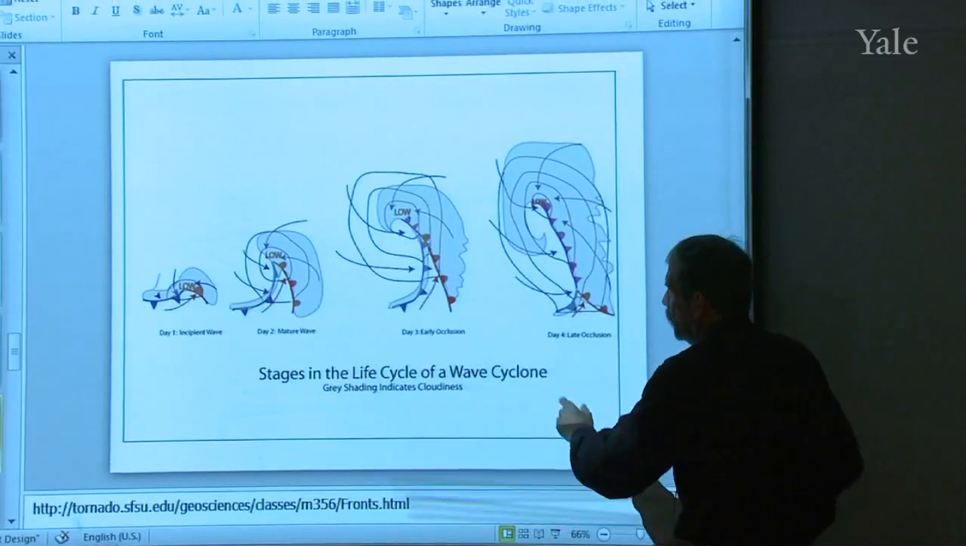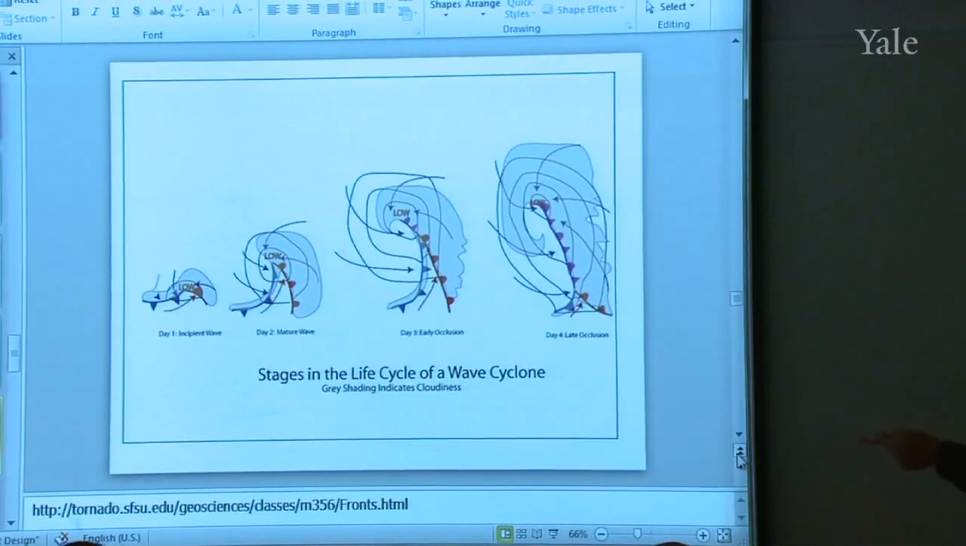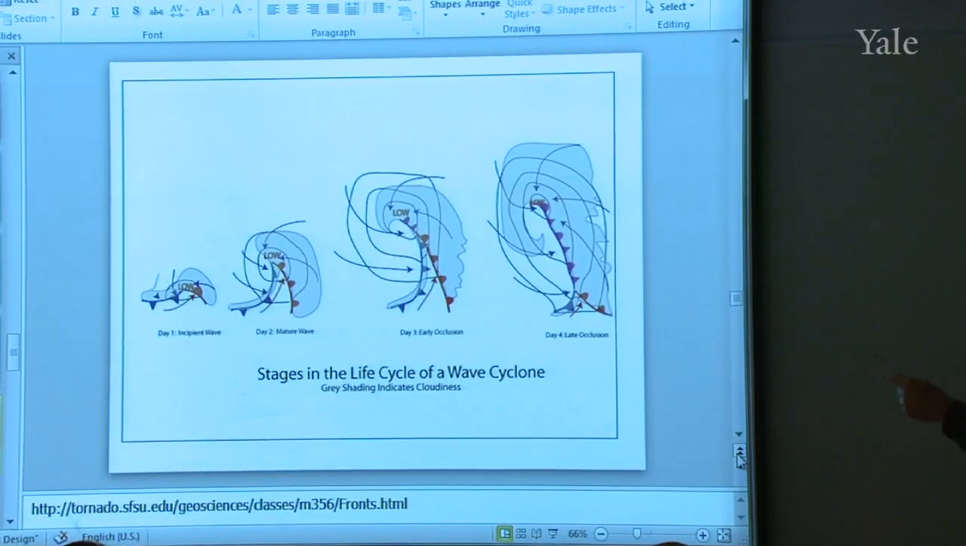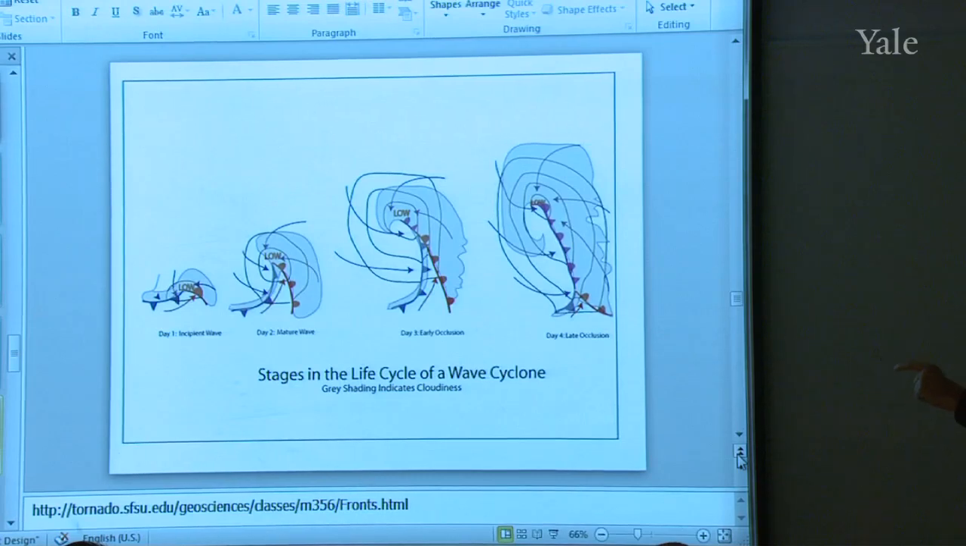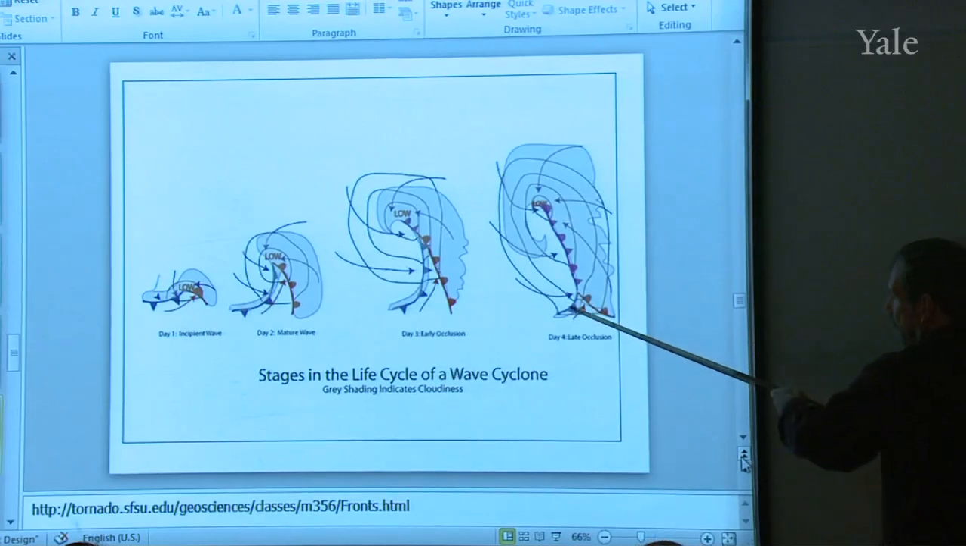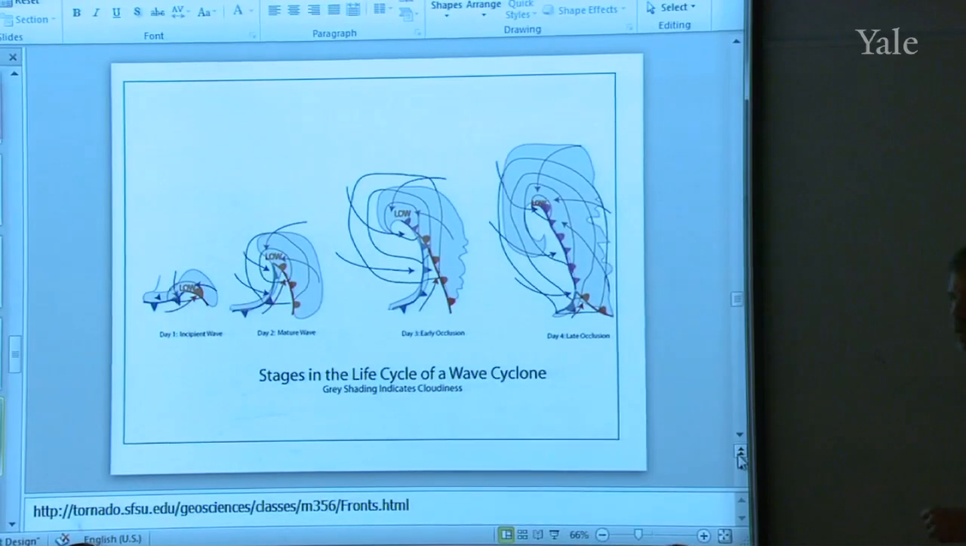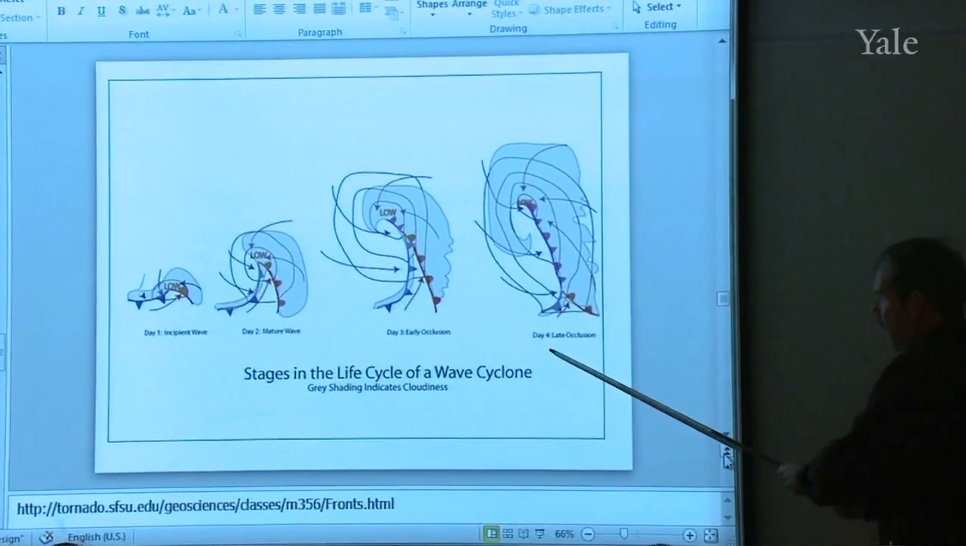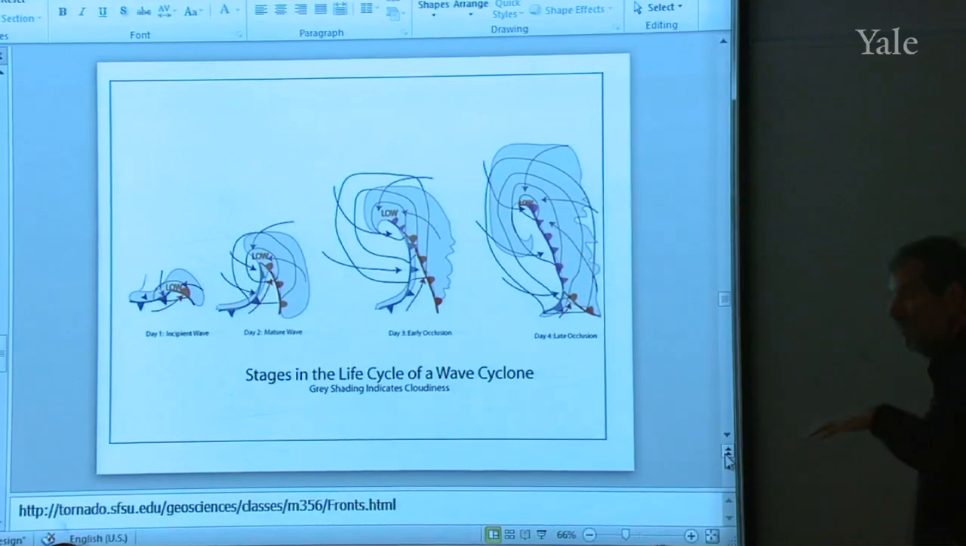Notice the symbols they're using. They put the warm front and the cold front together on the same side of the line, indicating that's now an occluded front. And here, it's occluded all the way down to there, and you've only got a little bit of the original cold and warm front. This one, they've labeled it late occlusion. This storm is dying at this point.